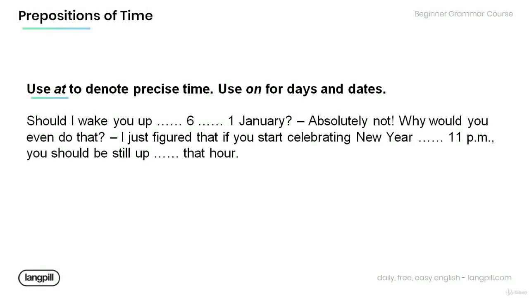Now let's review the use of prepositions of time and practice a bit. Remember that we use at to denote precise time, and we use on for days and dates. Now read the following dialogue and fill in the blanks with at or on.